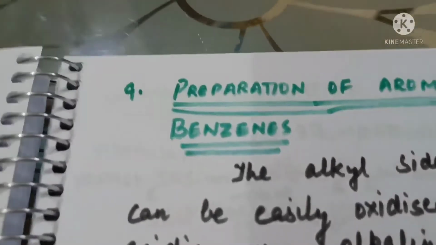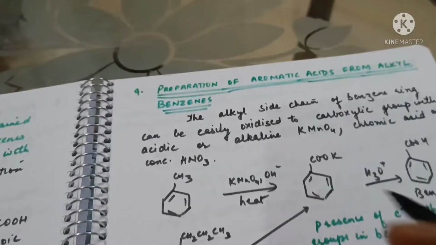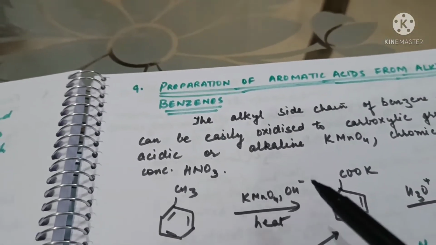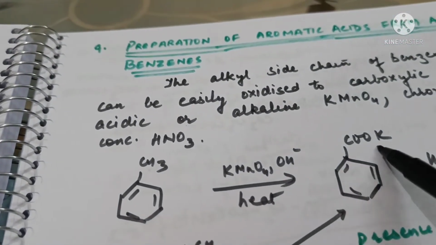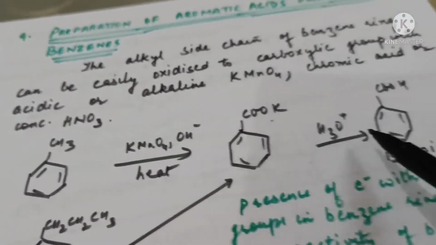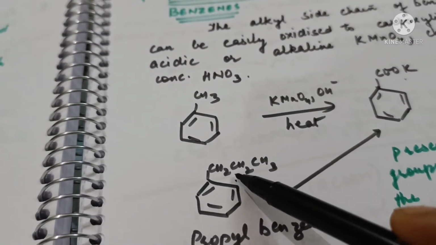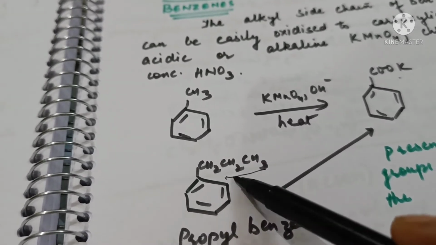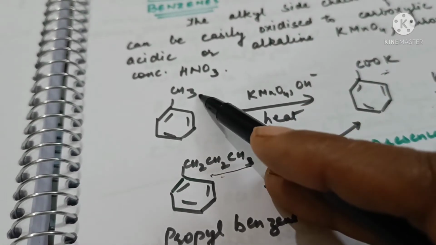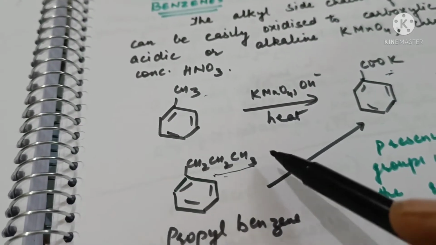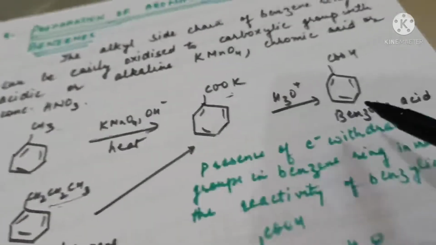Preparation of aromatic acids from alkyl benzene. The alkyl part can be oxidized with alkaline KMnO4 to the potassium salt, which on acidification will form the acid. Any alkyl chain gets converted to the same product. Whether it's an alkyl group of 1 carbon, 2 carbon or 3 carbon, it will get converted to the benzoate salt only.